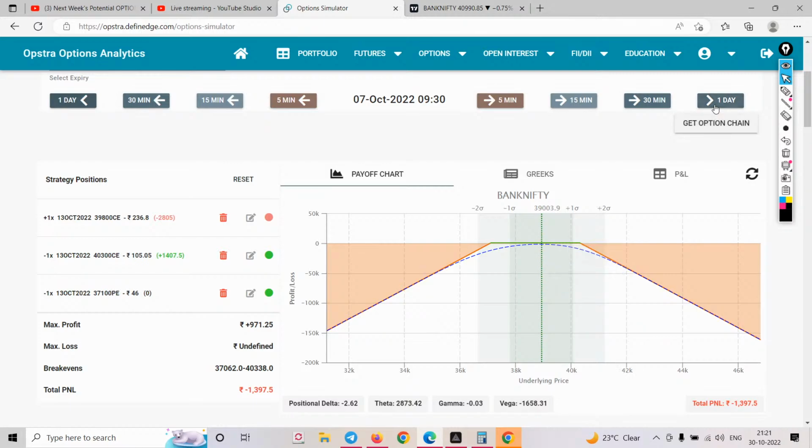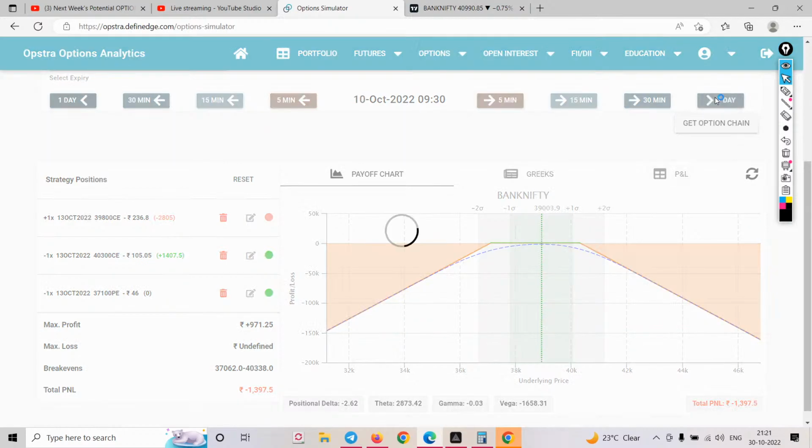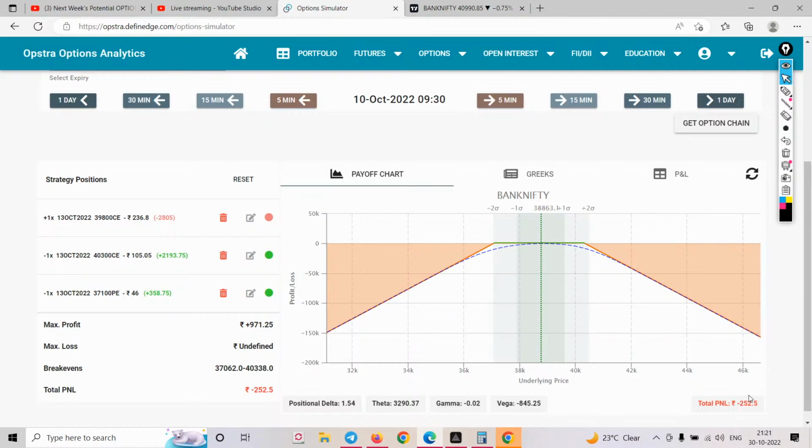Okay, I'll not do all the adjustments. I'll just take you to the next day and let's see. I'm not doing the strangle adjustments, I'm just taking you to the next day. I'm not sure whether this will give loss or profit. Okay, I'll take you to the next day. So now my loss is 1300. I'll take you to the next day. Right, my loss is reduced to 252 from 1800. My loss has reduced to 252.